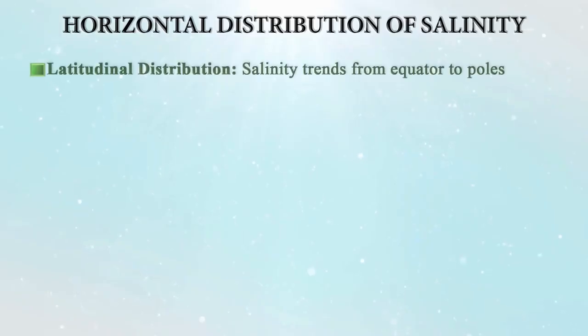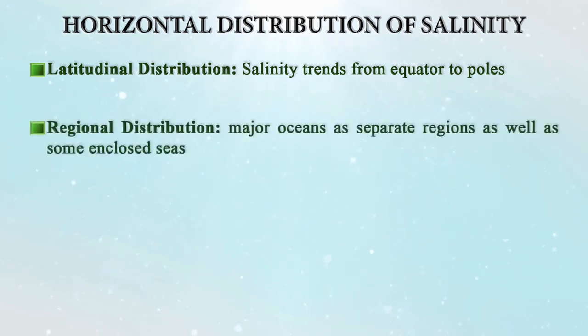Now, let us study the distribution of salinity of the oceans, both in terms of the horizontal distribution and vertical distribution, like we studied in the previous video program, the horizontal and vertical distribution of temperature in the oceans. Horizontal distribution is studied in two ways, like latitudinal distribution, where we see the trends of salinity from the equator towards the poles, and regional distribution. In terms of regional distribution, we take major oceans as separate regions and discuss the salinity trends.